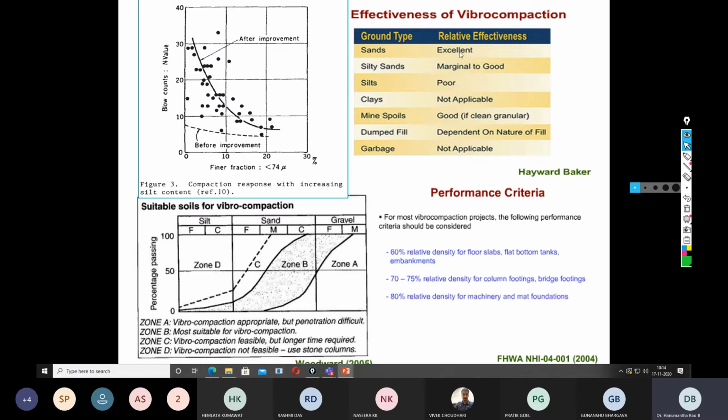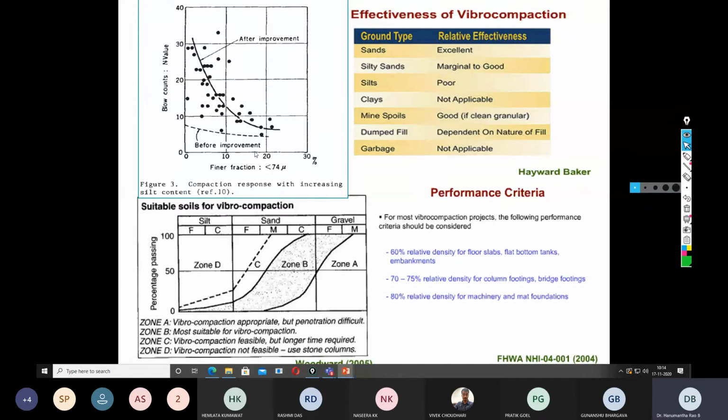For sands, the vibro compaction is excellent. Silty sands, marginal to good. Silts, poor because the drainage is poor. Clays, not applicable because there is no drainage; the permeability is quite low. Mine spoils, very good because mine spoils largely comprise granular materials. Dumped fills, depending upon the nature of the fill. If the dumped fill is coarse grained material, then the vibro compaction is valid. If it possesses fine grained particles, then it is not applicable. In case of garbage, it is not applicable. So this is the applicability of vibro compaction for different ground types.